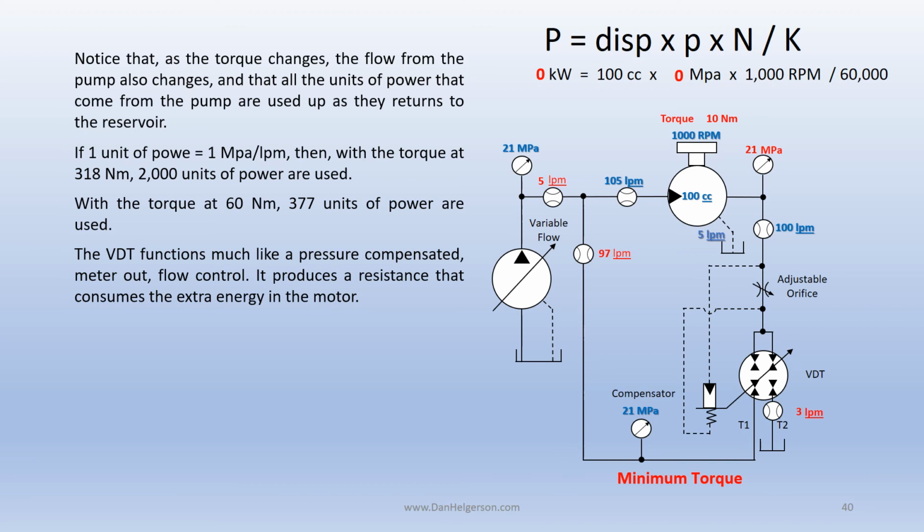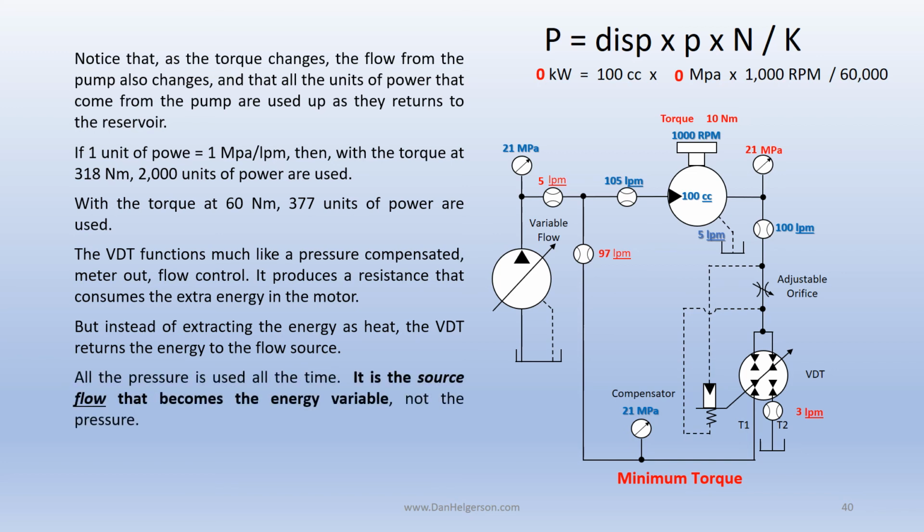The VDT functions much like a pressure-compensated meter-out flow control. It produces a resistance that consumes the extra energy in the motor. But instead of extracting the energy as heat, the VDT returns the energy to the flow source. All the pressure is used all the time. It is the source flow that becomes the energy variable, not the pressure. The VDT causes the motor to draw only the units of power needed from the source.